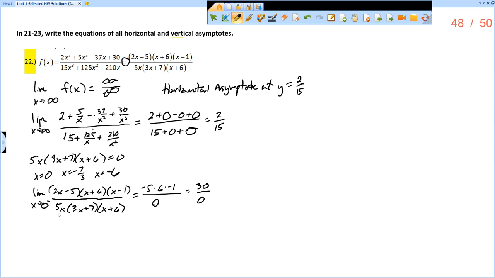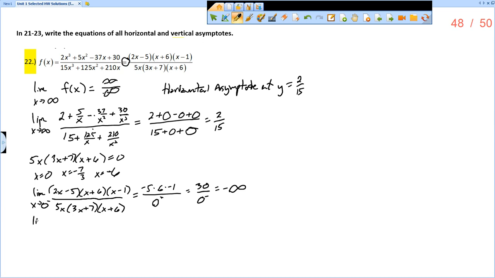So if I say 5 times 0 from the left, that's going to be a negative, times positive 7 times positive 6, that's going to be a negative number. So I get a positive divided by a negative, and so that is going to be leading me to negative infinity, right? So remember, all we need to show is that the limit from the left or from the right is an infinite value. So there's a vertical asymptote at 0.